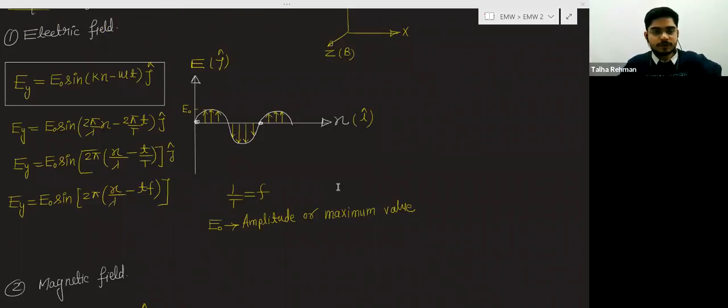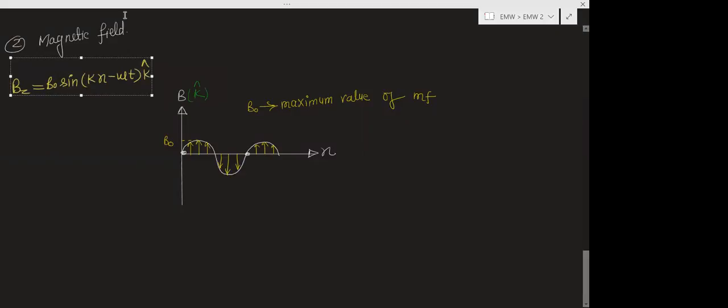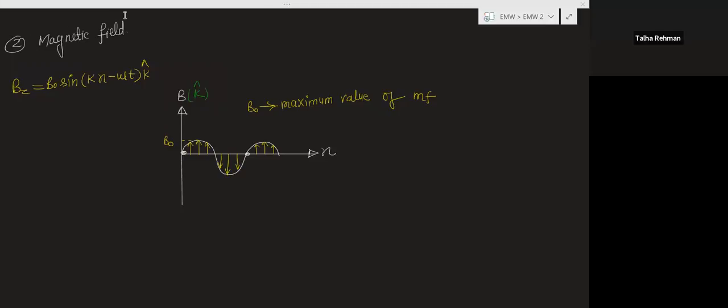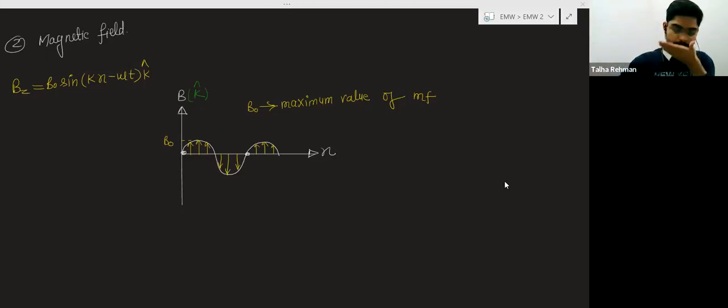Okay, so write down this. Basically, this will be the equation of the magnetic field vector.